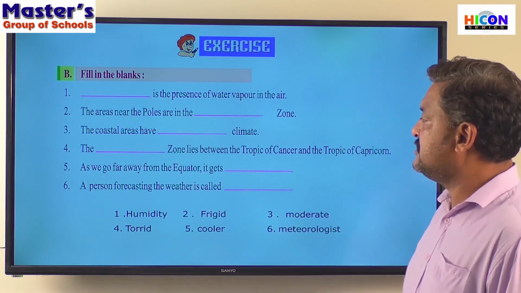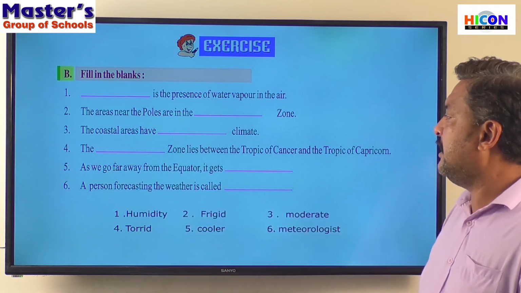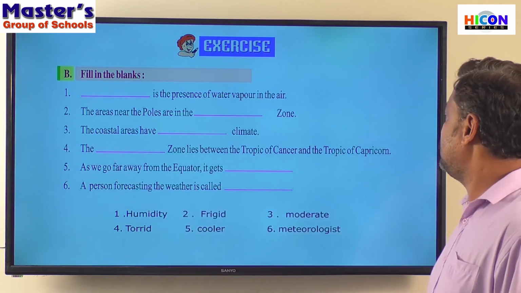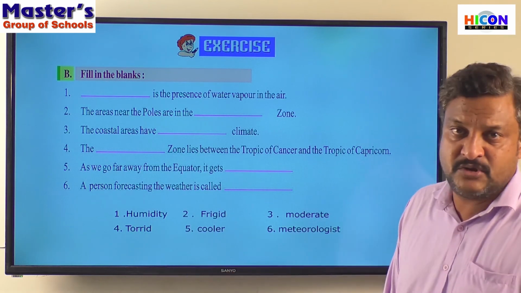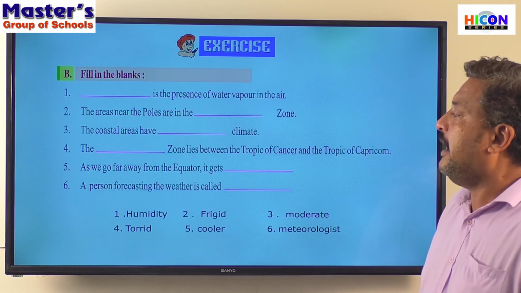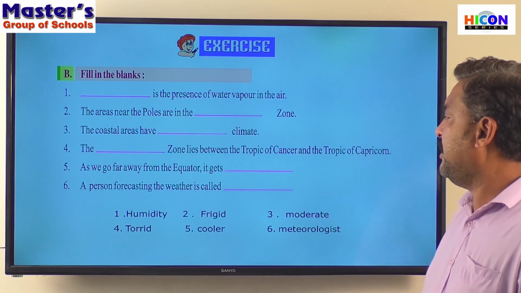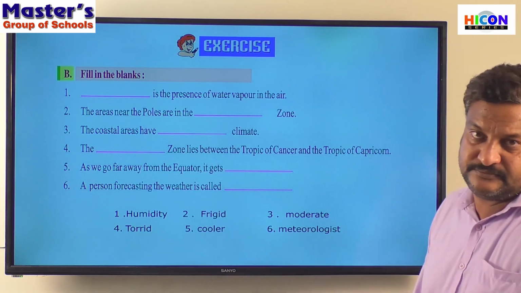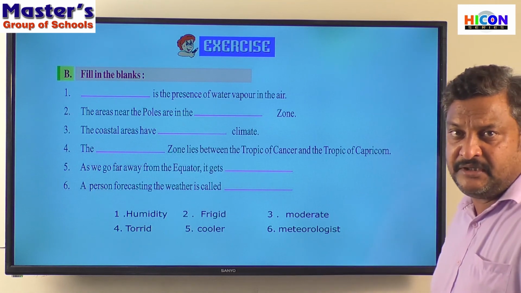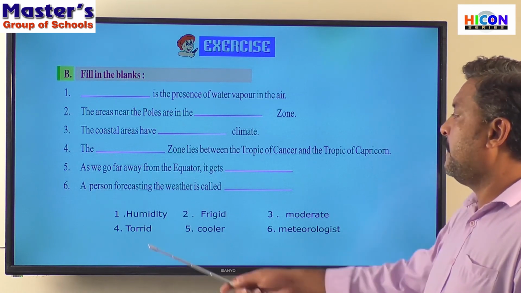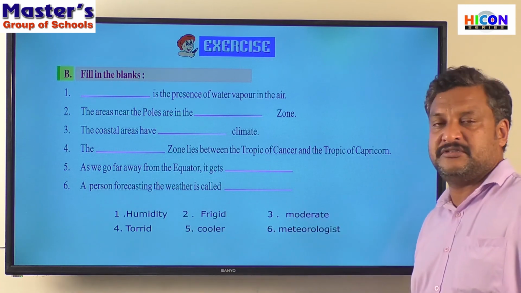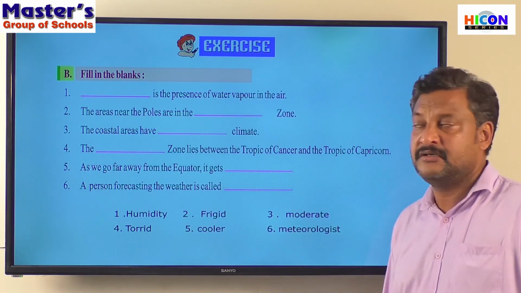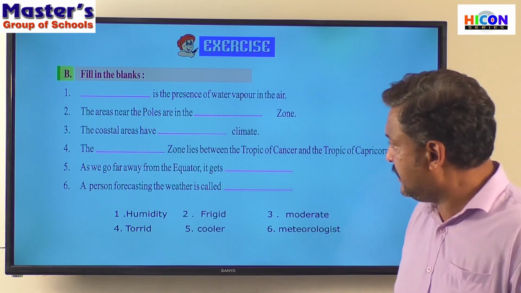The coastal areas have a moderate climate, neither too cold nor too hot. So it's a moderate zone. The zone that lies between the Tropic of Cancer and the Tropic of Capricorn is a torrid zone, the extreme hot zone on the Earth's surface. As we go far away from the equator, it gets cooler. A person forecasting the weather is called a meteorologist. Right? So these are the questions and the answers.